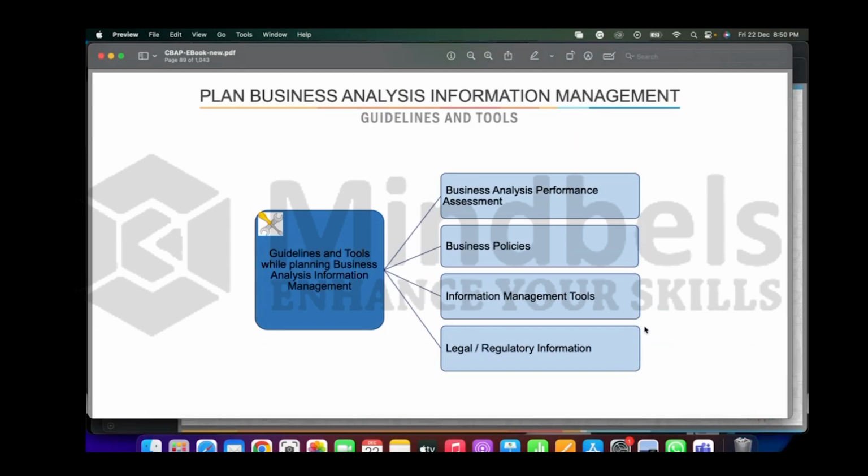Now, what are the guidelines and tools? It is business analysis performance management, assessment, policies, IM tools, legal and regulatory information. You have to analyze the business itself, and policies again are important. You have to understand what tools they are applying, and what their legal and regulatory information is.